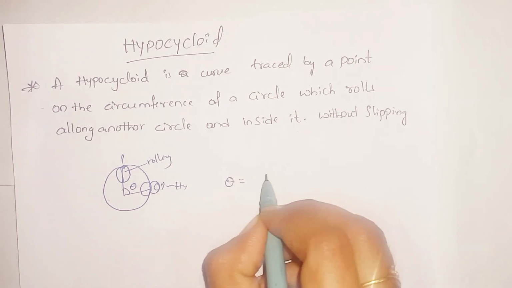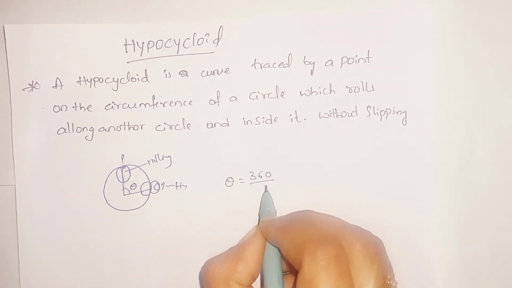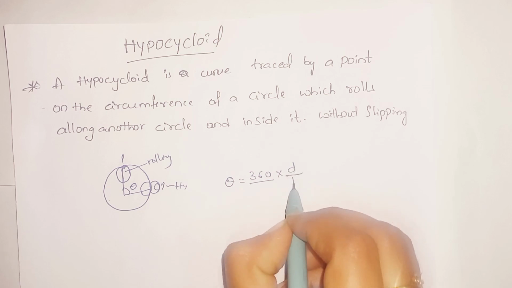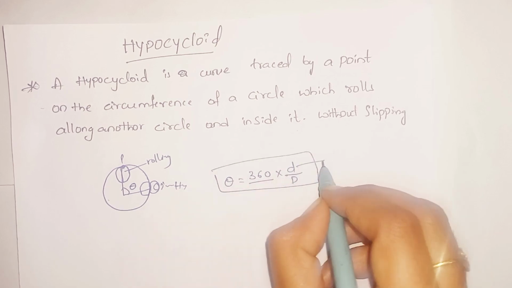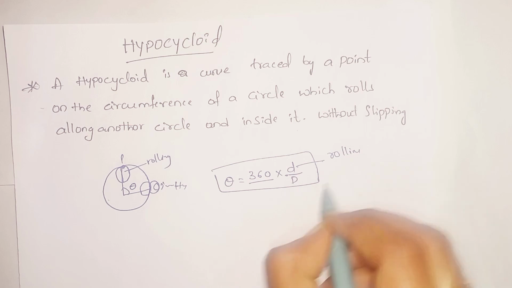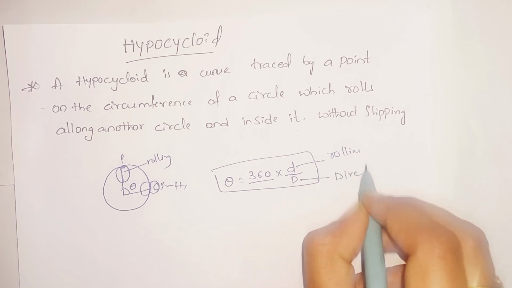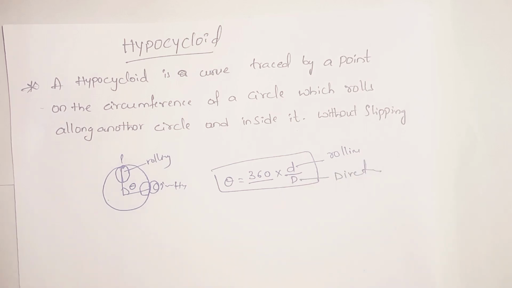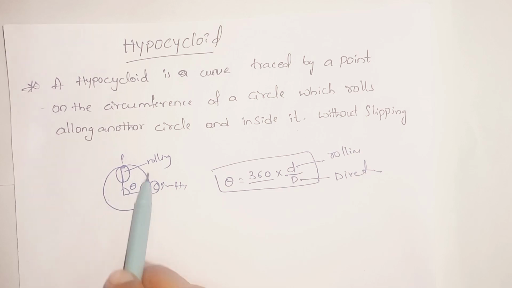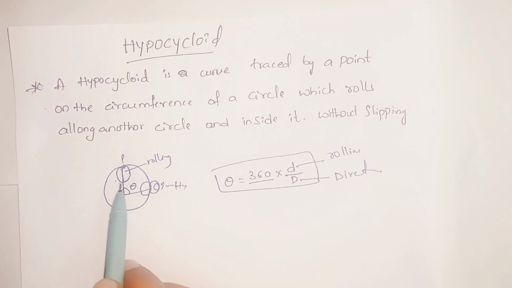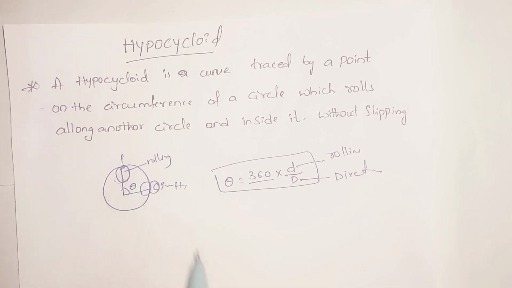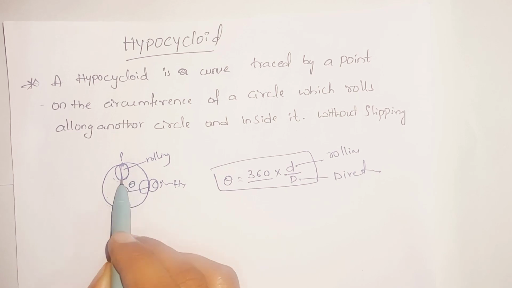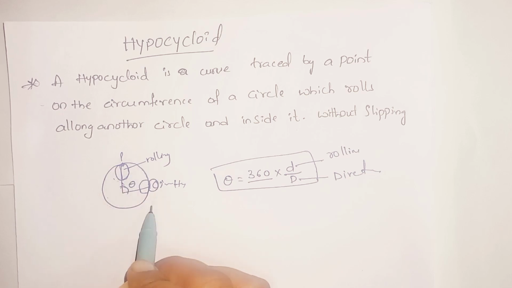So calculate the theta value. Theta is equal to 360 into small d by capital D. Here the small d is the rolling circle diameter and capital D is the directing circle diameter, which is given in the question. So a hypocycloid is traced by a point P on the circumference of a circle which rolls inside another circle without slipping. It travels one revolution, and that is called a hypocycloid.